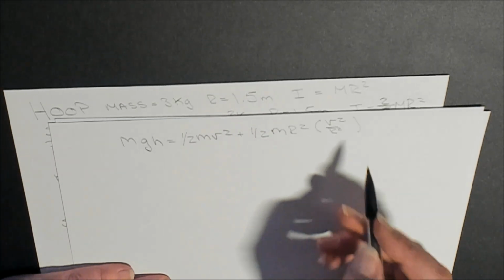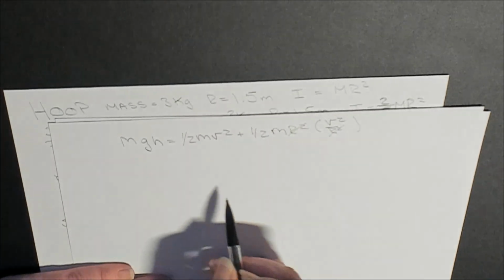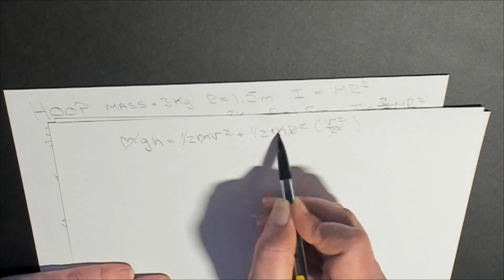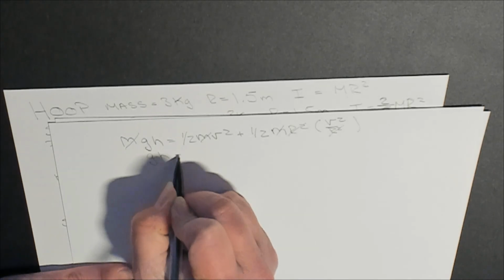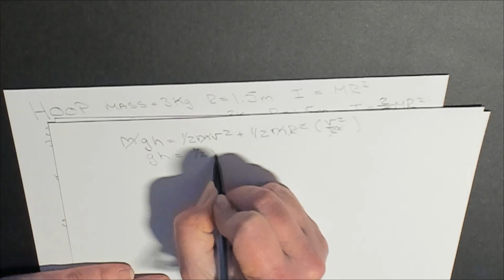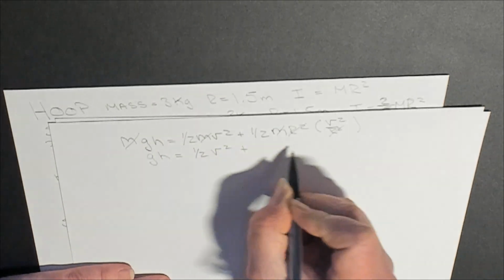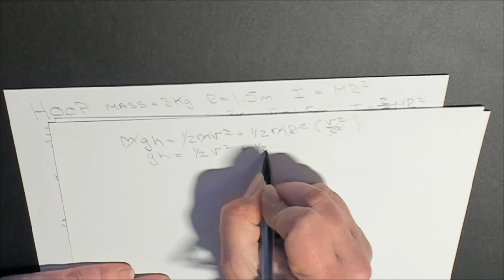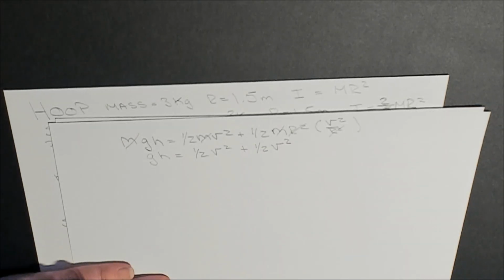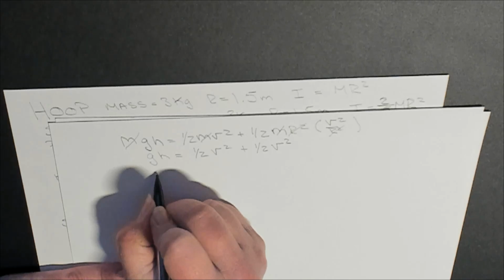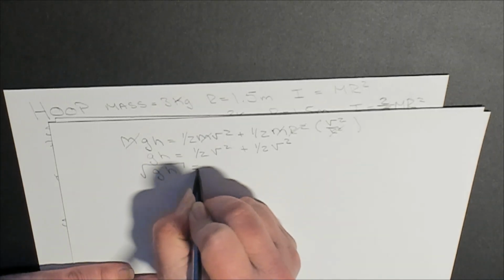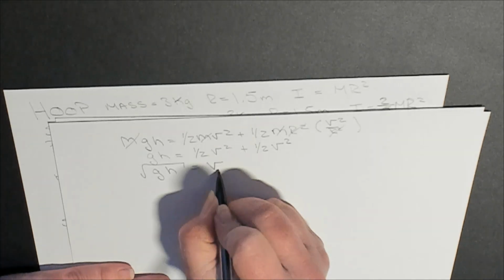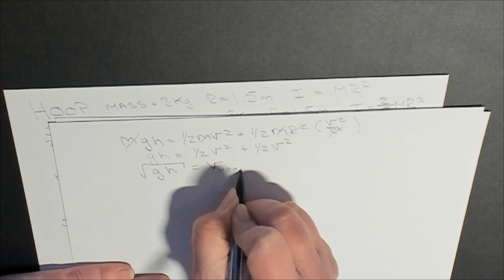Awesome. So once again, my radius cancels out. I have mass in every term. It goes away, and that gives me just gh equals 1/2 v squared plus just 1/2 v squared. Oh, a half plus a half, so that's just gh, square root of it equals the velocity of the hoop. Rico's not happy.